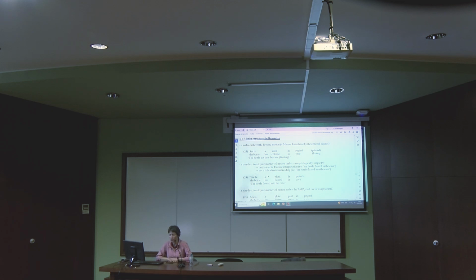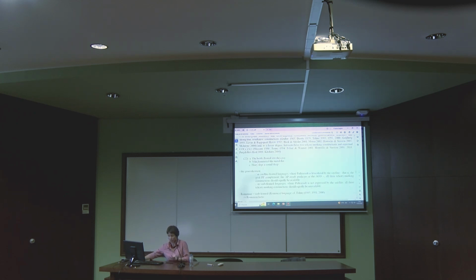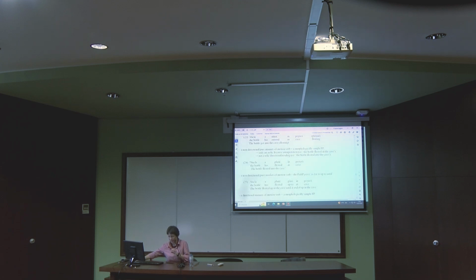We can also have non-directional pure manner of motion verbs, which combine with a morphologically simple prepositional phrase. Now, there's a distinction between, that's exactly what we lack in Romanian, the bottle floated into the cave. To be more precise, we do have constructions such as sticla a plutit în peșteră, but that means that the bottle floated in the cave, so it was inside the cave and floated around in the cave, but no change of location from a position that is outside the cave and as a result of floating ending up in the cave.